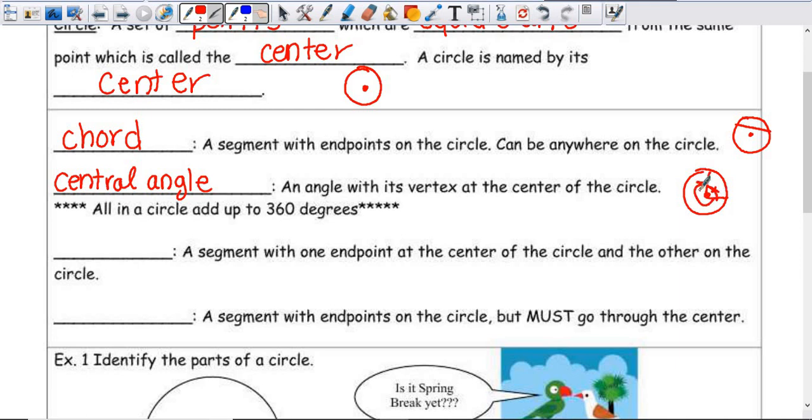Then we have a segment with one endpoint at the center of the circle and the other on the circle, and that would be a radius, which we have heard before. But a radius specifically has to go from the center to the outside. Okay, so if it goes from the center to the outside, it's a radius. So then a segment with endpoints on the circle but must go through the center is a diameter.